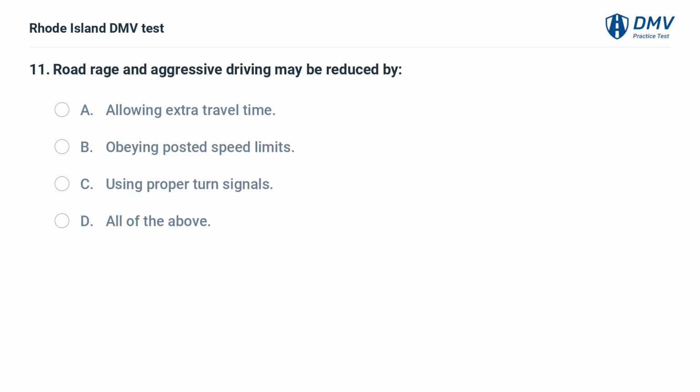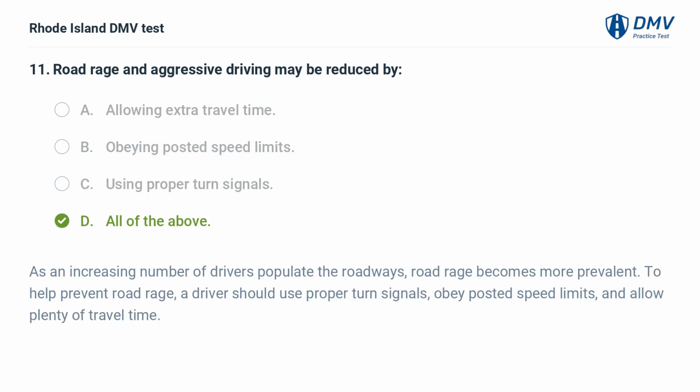Road rage and aggressive driving may be reduced by: A. Allowing extra travel time. B. Obeying posted speed limits. C. Using proper turn signals. D. All of the above. D. All of the above. As an increasing number of drivers populate the roadways, road rage becomes more prevalent. To help prevent road rage, a driver should use proper turn signals, obey posted speed limits, and allow plenty of travel time.